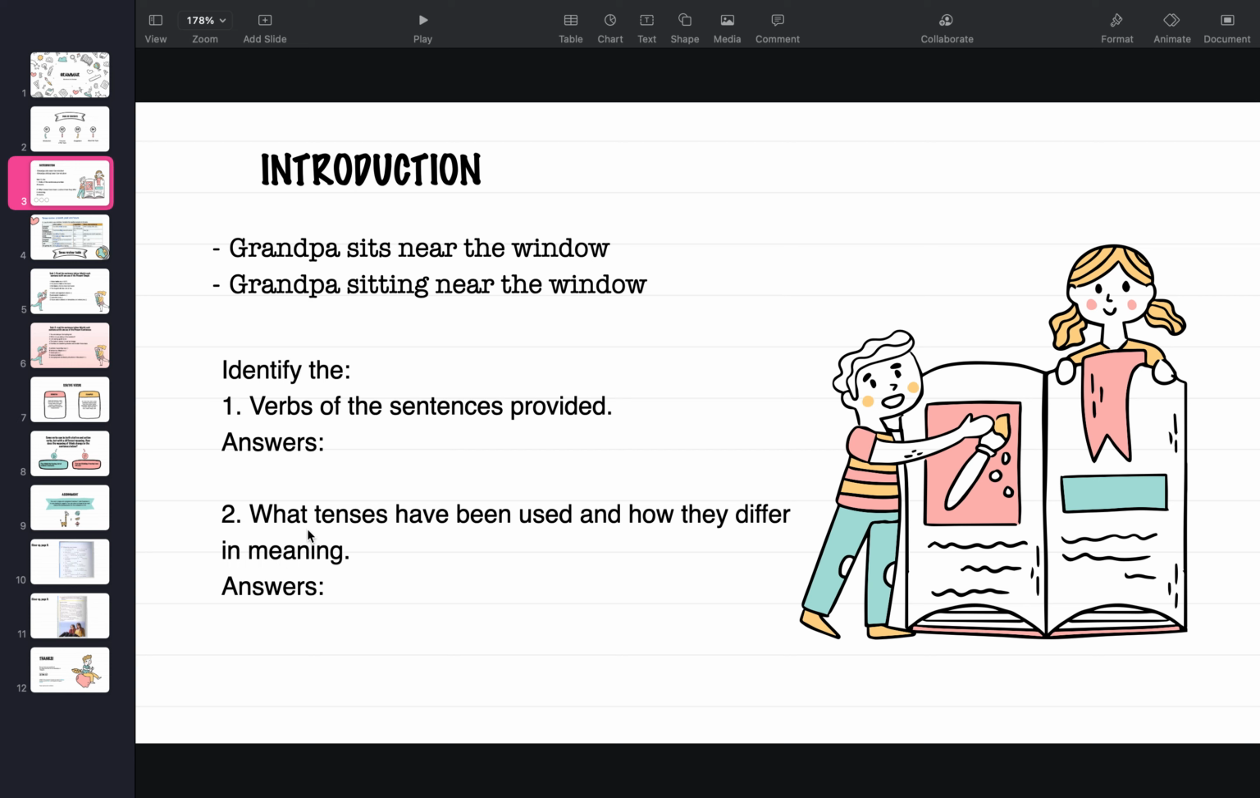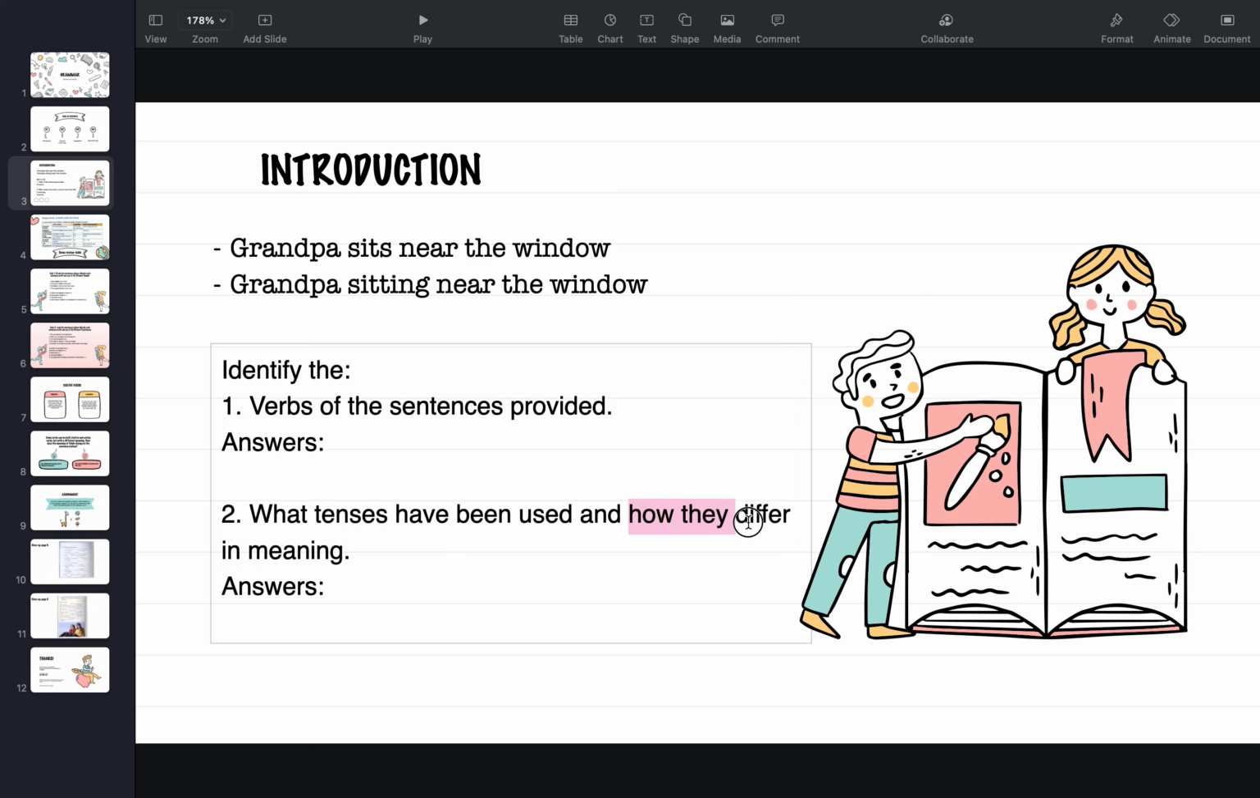Alright, number 2. What tenses have been used and how they differ in meaning? Maksud dia, apakah jenis ayat yang dipakai dan macam mana 2 ayat ni berbeza maksud dia. Okay, now kamu kena kenal pasti dulu tenses yang dipakai. For example, is it in present tense or past tense, past progressive, present progressive, continuous. You kena cari dia jenis tense yang mana and then bagi tahu macam mana beza ayat ni 2.